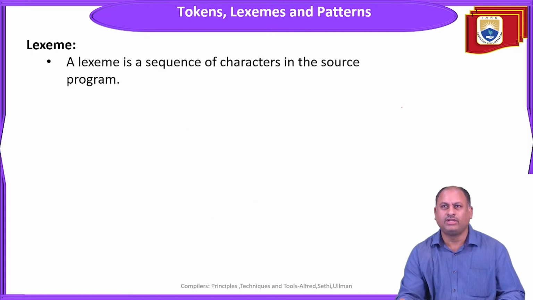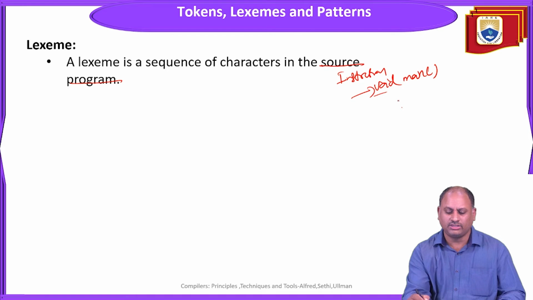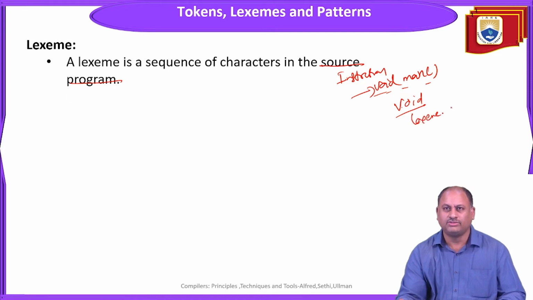So for example, here we know that a lexeme is a sequence of characters in the source program. The source program contains a set of instructions. So what do instructions mean? For example, void main is one instruction. In the sequence of characters, it will read one by one, V, O, I, D, and then form a lexeme and display it to the user.